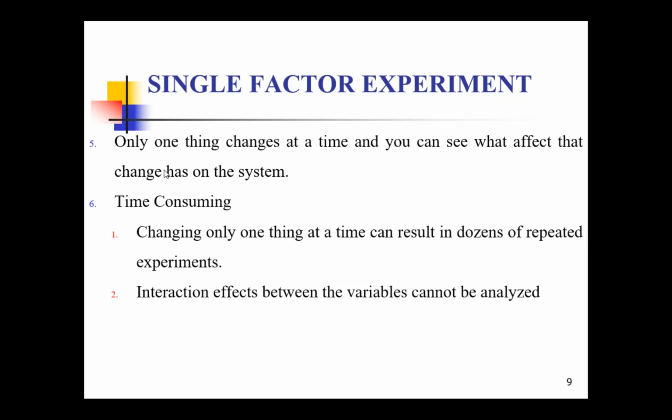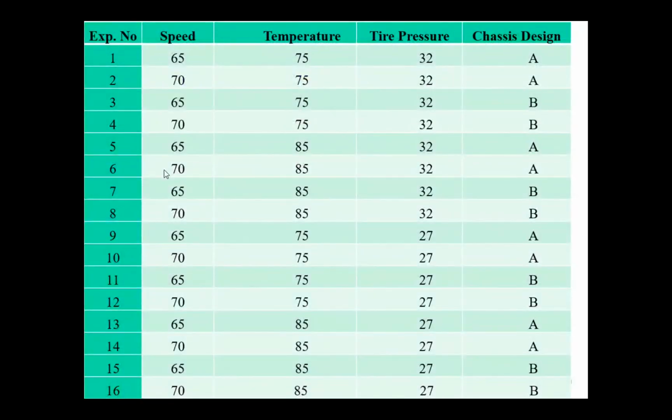The other issue with the single factor experiment is that the interaction effects between the selected inputs cannot be analyzed. For example, if I change the cutting speed and feed rate simultaneously, then the interaction levels can be determined. So this is an example for the single factor experiment.